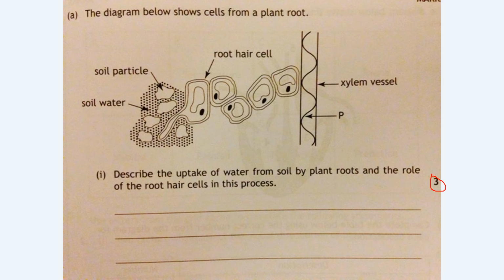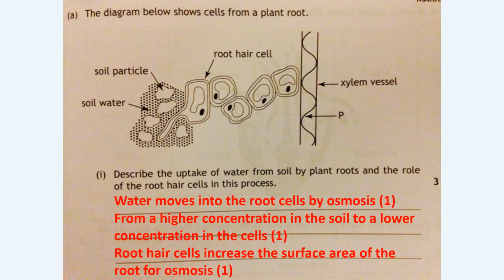So the answer is that water moves from the soil into the root hair cell by osmosis. So it moves from the high water concentration in the soil to the low water concentration in the root hair cell. And the root hair cell increases the surface area of the root for osmosis. So well done if you managed to get all 3 marks. If not, then you'll need to go watch about the transpiration stream.